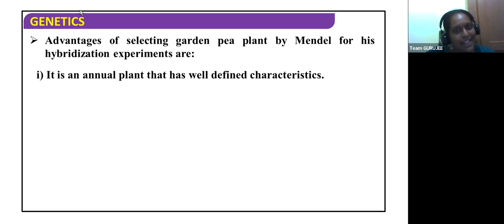No, it doesn't reproduce throughout the year. Annual plants means they will be growing, reproducing, then they'll die. That's it. You'll not have the plant again, Neha.